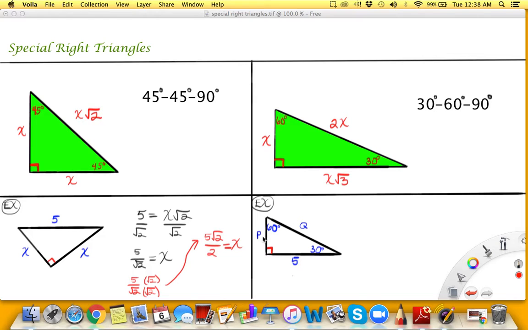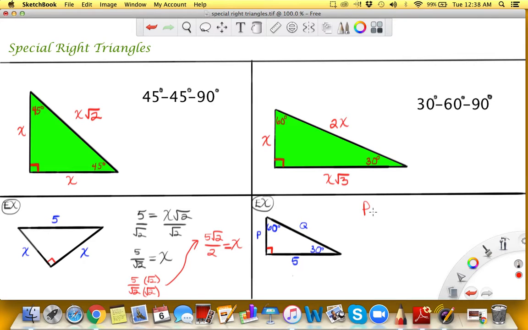So the first thing we're going to do is we're going to find P. So we're going to say that P times the square root of 3 is equal to 5. Okay, now in order to do this, we need to divide both sides by the square root of 3, and we have P is equal to 5 over the square root of 3. Now we must rationalize this denominator as well, because once again we cannot have a radical in the denominator.